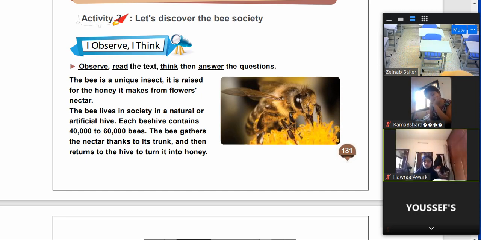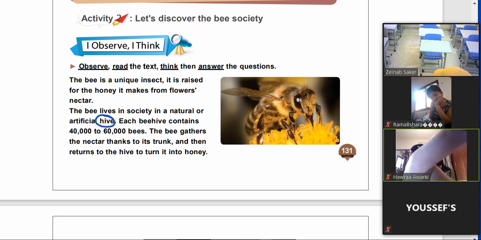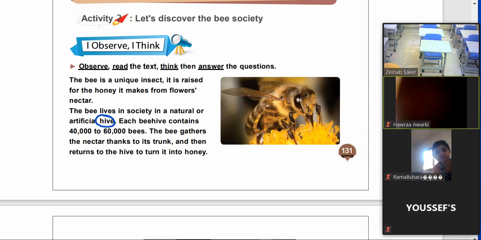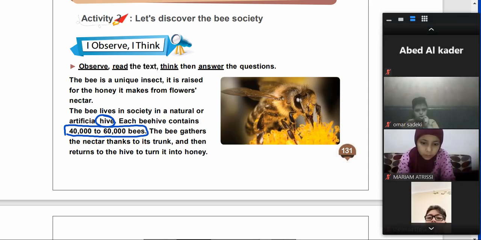Where does the bee live? This bee lives in a society which can be a natural or artificial hive. The habitat of the bee is called the beehive. Each beehive, let's please now focus on this huge number of bees that it contains. This beehive may contain from 40,000 to 60,000 bees. What a great, huge number that is. Each beehive may contain about 40,000 to 60,000 bees.